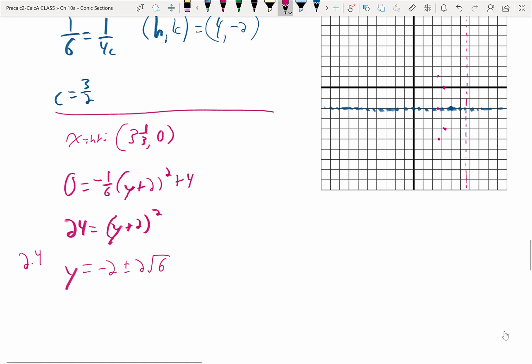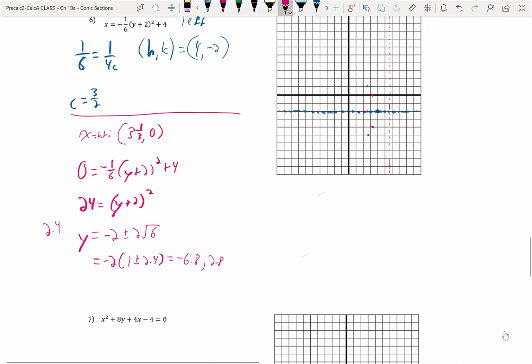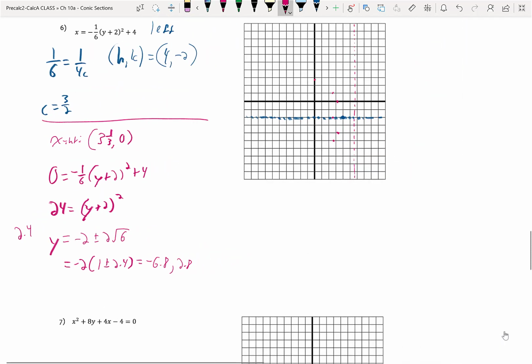So let's factor the -2 out. 1 plus or minus 2.4, which is about, if I do 1 plus 2.4, it's 3.4. So -2 times 3.4 would be -6.8, or 1 minus would be -1.4. -1.4 times -2 is 2.8. So -6.8, 2.8. 2.8 would be right here. -6.8 would be there. And yeah, that matches.